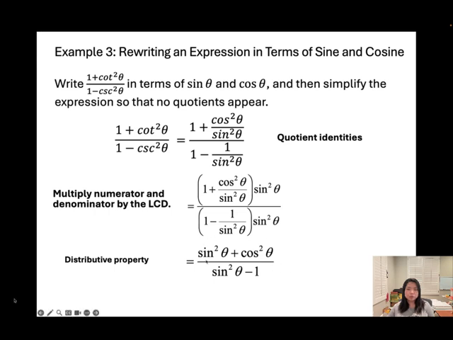Okay, remember what is sine squared theta plus cosine squared theta? That is equal to 1, right? And then how about this one? What's sine squared theta minus 1? That is equal to negative cosine squared theta. And then we don't want to see any quotient here. So 1 over cosine, that would be secant, negative secant squared theta.